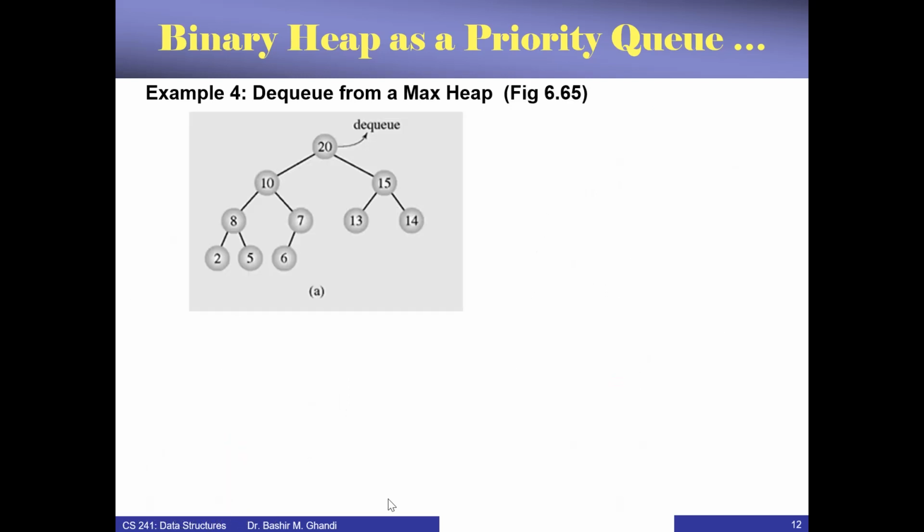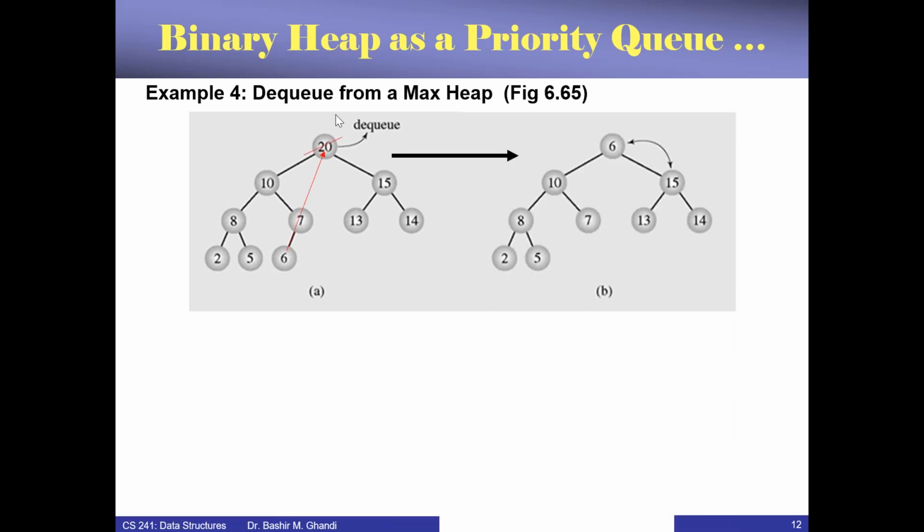Let's take one more example, this time with a max heap. Again, this example is from the book, figure 6.65. We have a max heap and we want to dequeue. Dequeue means delete 20 and return it. So we extract the 20 and copy the last leaf to replace it. Which is the last leaf? Obviously 6. So copy 6 to replace the 20, and you will have this, and delete the 6 from where it is right now. So 7 becomes a leaf node because now it doesn't have any child.